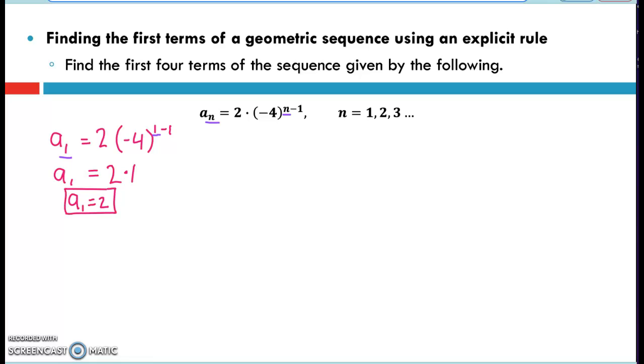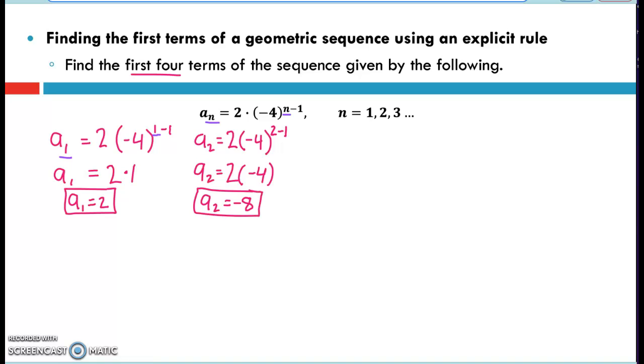Okay, now we want the first four terms. So I need to find a sub 2. That's going to be 2 times negative 4 to the n, which is 2 minus 1. So a sub 2 equals 2. Negative 4 to the 1 power is negative 4. So our second term is equal to negative 8.